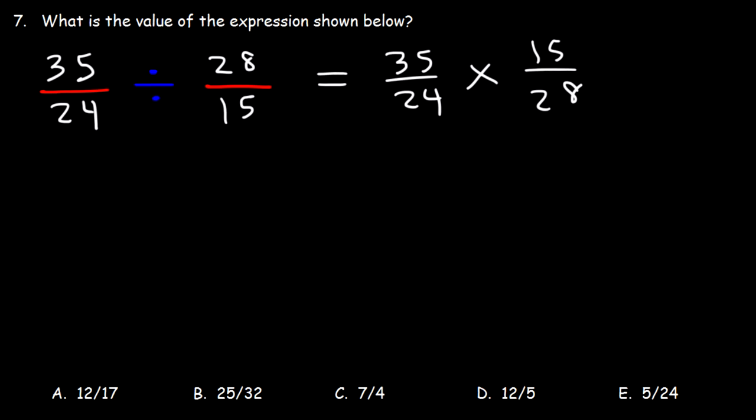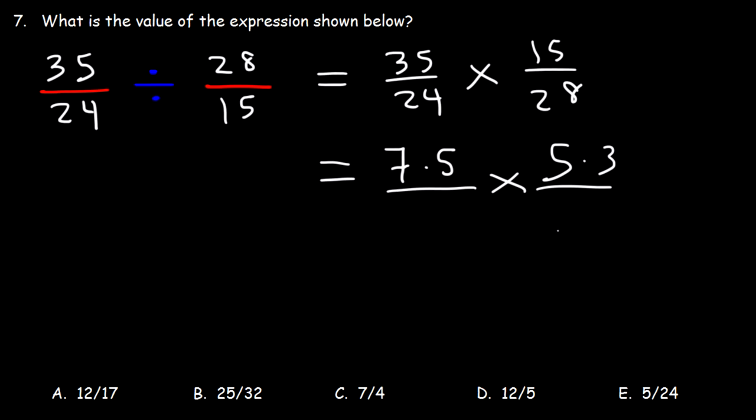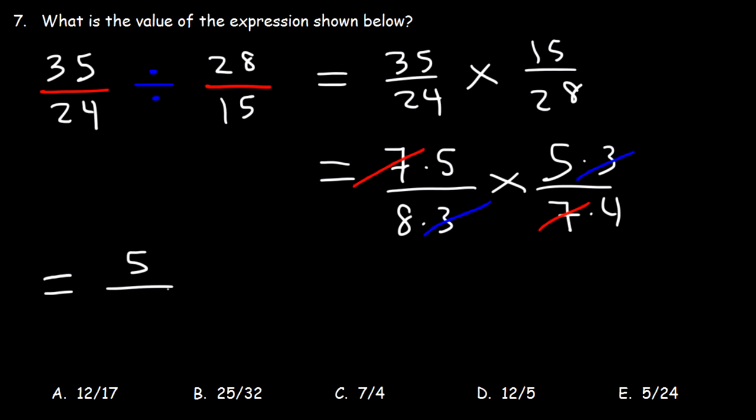But it's a lot easier if you simplify first before multiplying, rather than multiplying first and then simplifying. Let me illustrate. 35 is 7 times 5, and 15 is 5 times 3. 24 is 8 times 3, and 28 is 7 times 4. So notice that we can cancel a 7. 7 divided by 7 is 1. We can also cancel the 3. Now what we have left is 5 over 8 times 5 over 4.